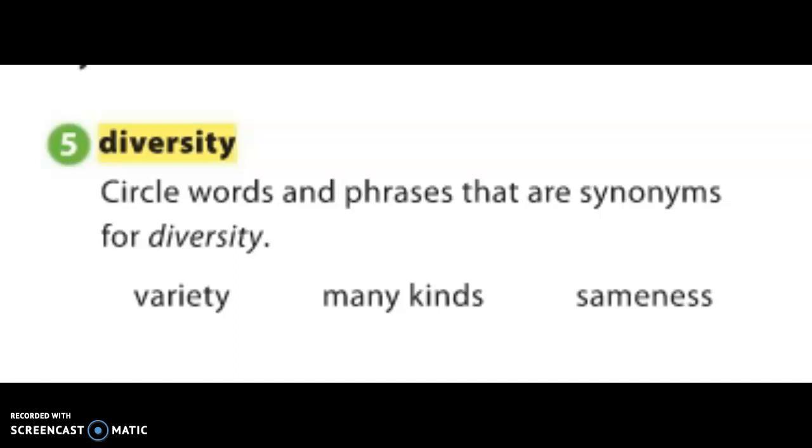Diversity. Circle words and phrases that are synonyms for diversity. Variety, many kinds, sameness.